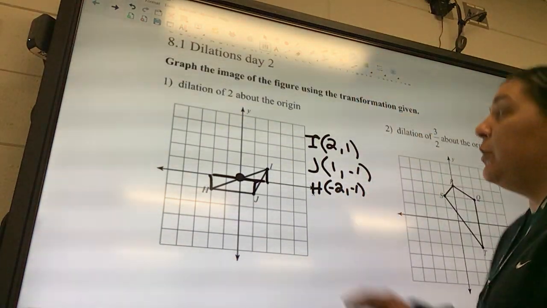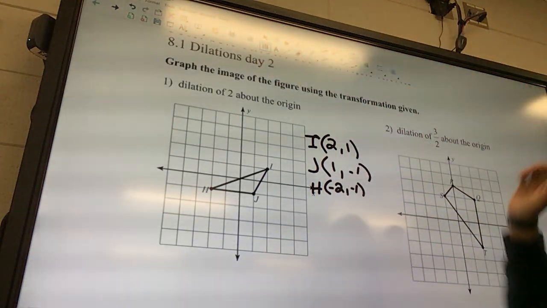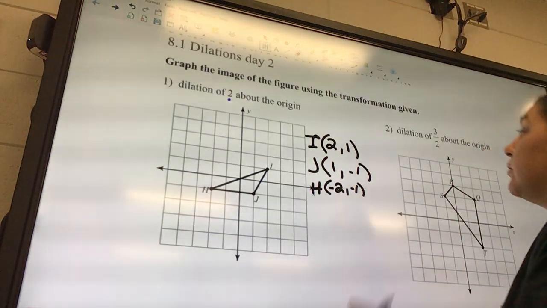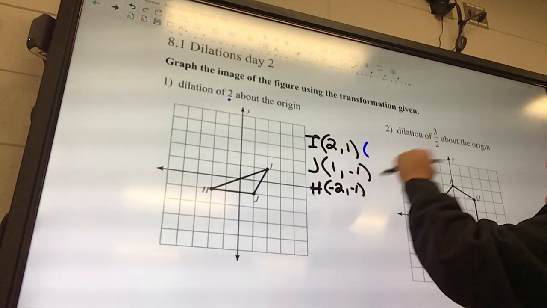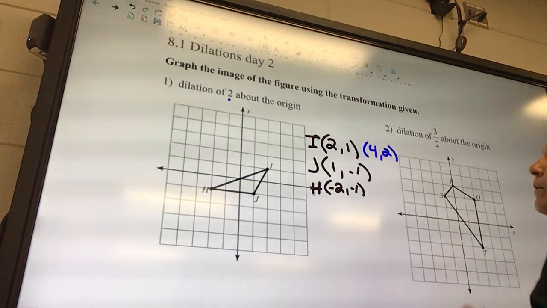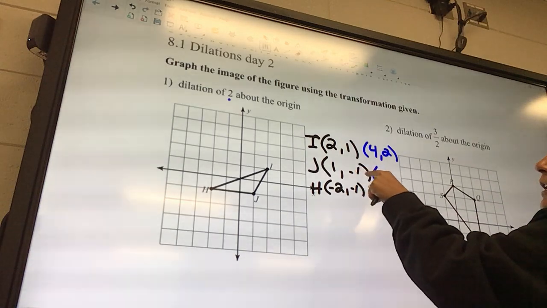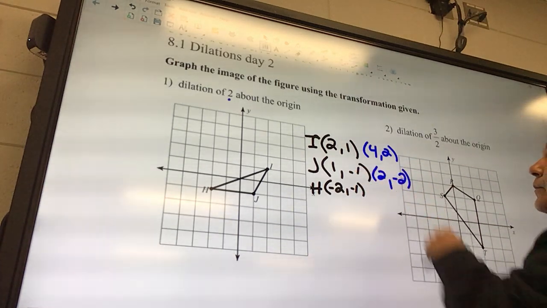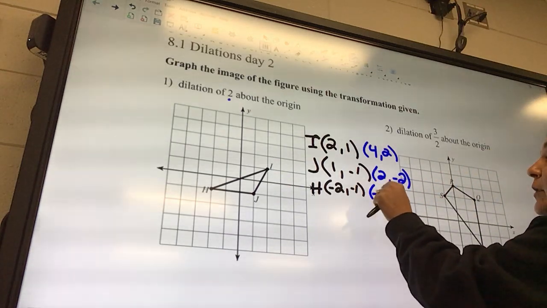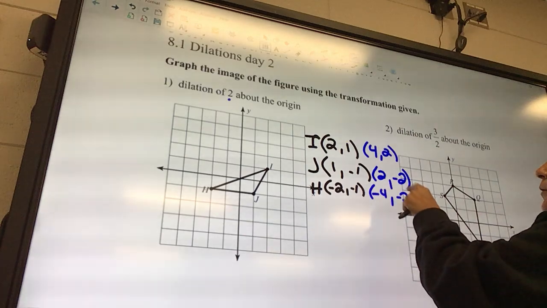Once you have all your coordinates, you're going to multiply every point. In this case, it says by 2, because it's a dilation of 2. So 2 times 2 is 4. 1 times 2 is 2. 1 times 2 is 2. Negative 1 times 2 is negative 2. And then for the H, negative 2 times 2 is negative 4. Negative 1 times 2 is negative 2.